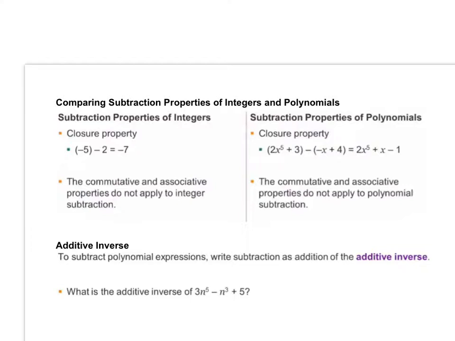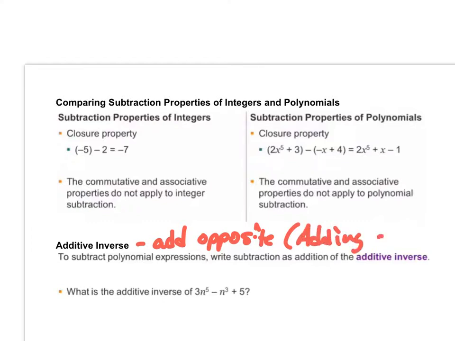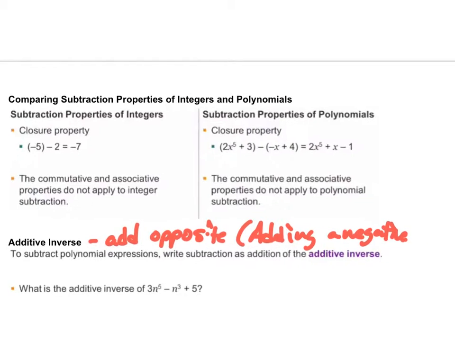So basically, the additive inverse means that we are going to add the opposite, which is like subtraction. Adding the opposite basically means that we are adding a negative. This is pretty loose terminology that I'm using, so I just want to talk about this for a second.